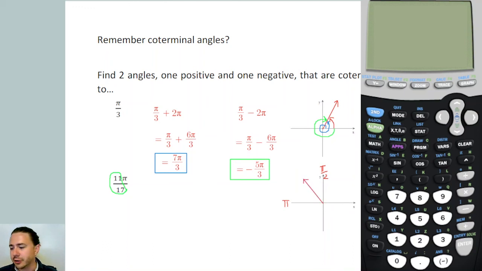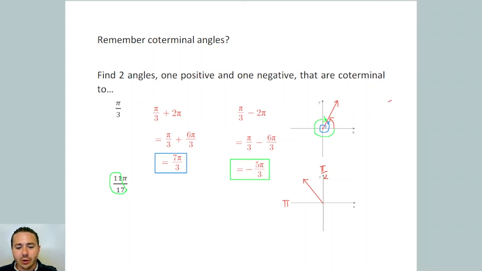If you're not sure, as always, you could double check yourself in the calculator. Okay, 11 over 17 is about 0.64, right? So it's more than half, more than 0.5. So it's just a little bit more. So it probably needs to be a little closer to the y-axis, but don't worry about it. So the angle measure that I have right now, the 11 pi over 17, is this one.